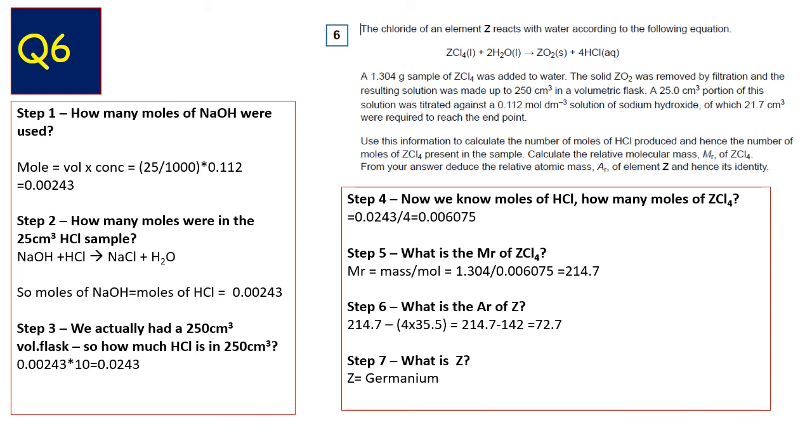So what's the Ar of Z? We can look up what chlorine is, so we can take away the chlorine, and that leaves us with the number 72.7. And so what is Z? Using your periodic table, you'll see that it is germanium. Now that is group 4, and you should have seen the structure ZCl4 and had the idea that it was going to be a group 4 element, because chlorine's charge is -1, and we've got 4 of them. That gives you an additional clue.